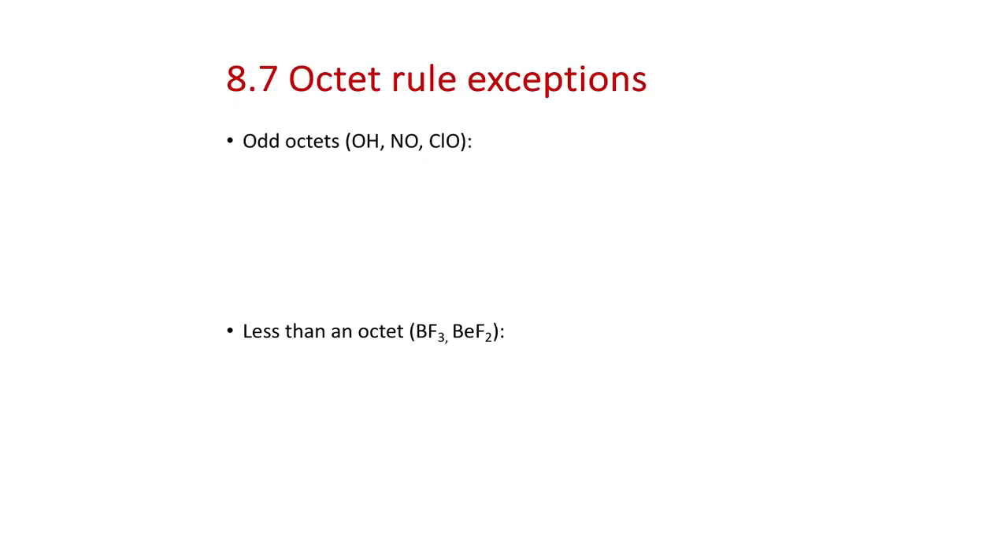Let's talk about a couple exceptions to the octet rule. We'll see some exceptions for diatomic molecules when we're deficient of an octet. And these are things that tend to be maybe more atmospherically related, like hydroxyl radical, NO, ClO. These are more things that are commonly found in the atmosphere.